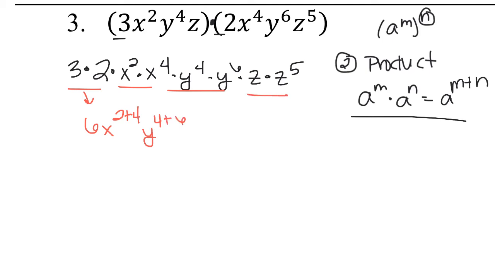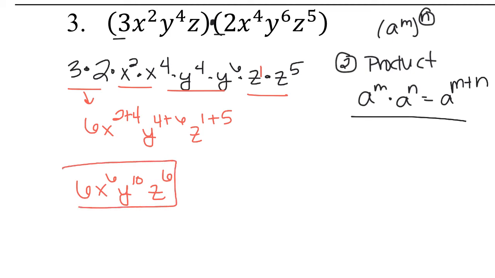And the z's are multiplied, and now remember, if there's not an exponent, there's really a 1. So we're going to add those exponents together. So now let's clean it up. So 6x, 2 plus 4 makes 6, y to the 10th, and z to the 6th. So we don't have any bases with numerical and exponents. We just have a 6, and then all of our exponents are positive. So this is as simplified as this expression will get.